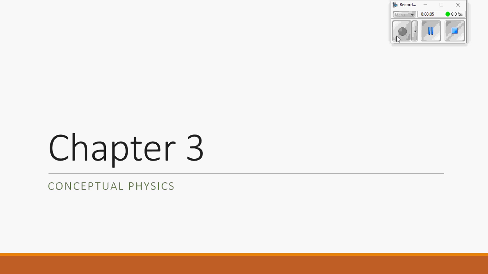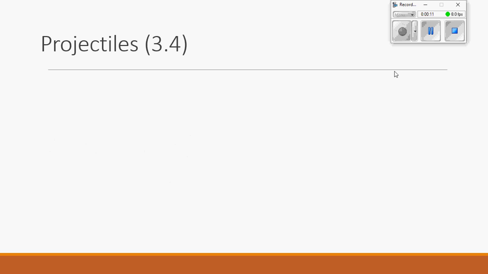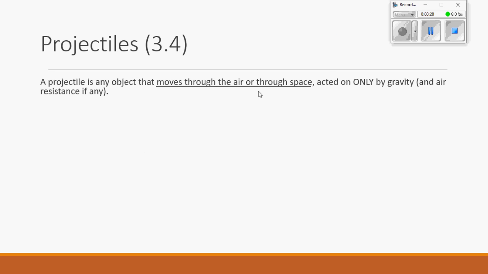So we're talking about vectors and scalars, and the reason why we talk about that is so we can talk about projectiles. Okay, so projectiles. The definition is that a projectile is any object that moves through the air or through space, acted on only by gravity and air resistance, if there is any. So what is a projectile and what isn't?